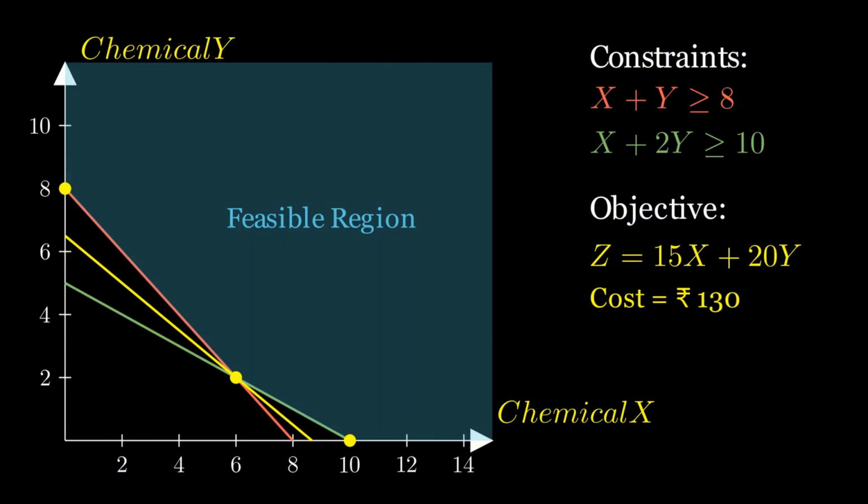The golden rule of the Isocost method is that you stop at the absolute last point of contact before the line slips off the feasible region entirely. If we slide any further, we might get a lower cost, but it becomes an impossible reality that breaks our rules. Our line perfectly lands on the coordinates x equals 6 and y equals 2. Plug that into our cost formula and we get our absolute minimum cost, exactly Rs 130.